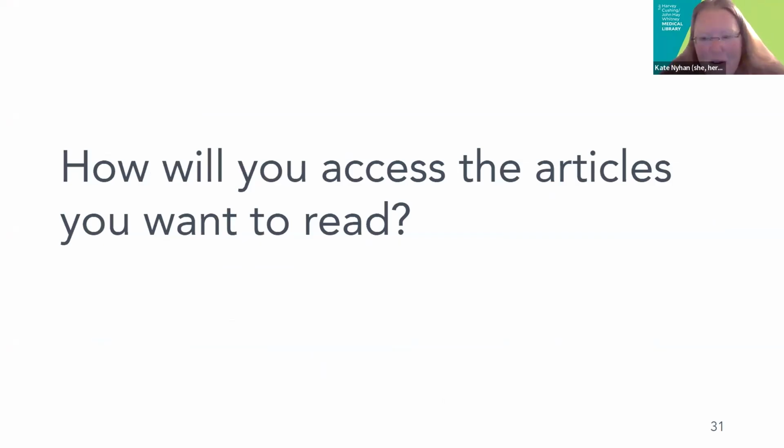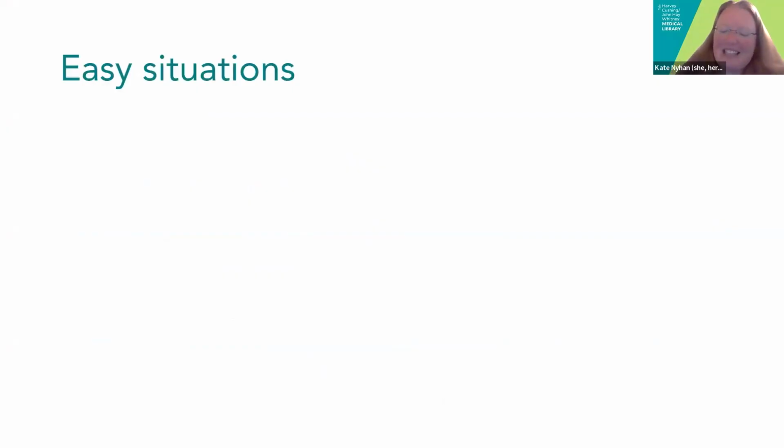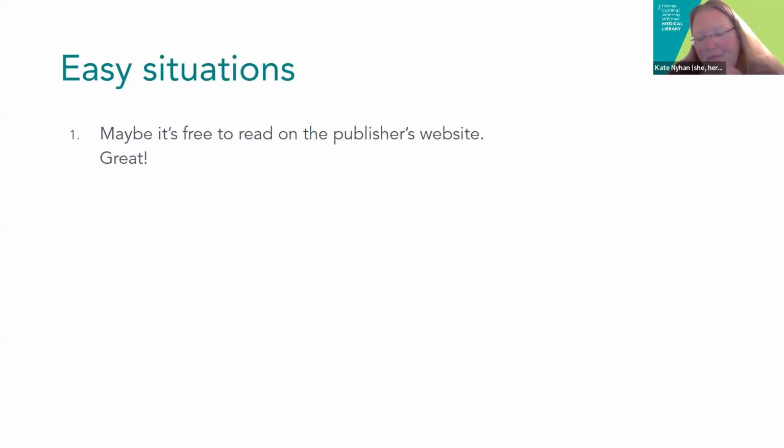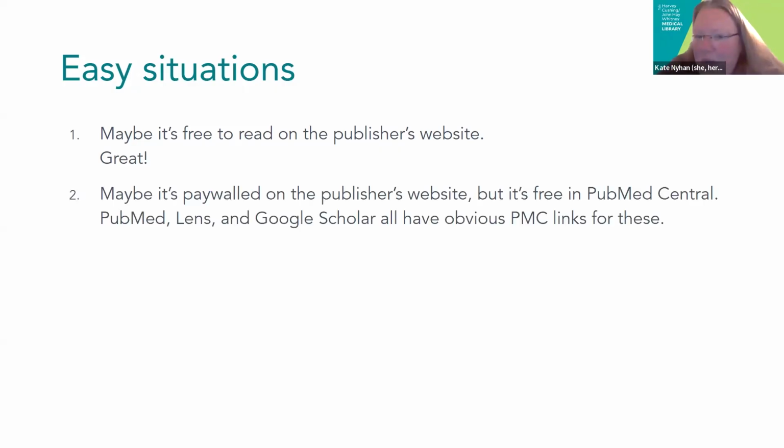Now, when you find out about a paper, sometimes you can just go ahead and read the paper. Other times there might be a paywall. Let's talk about access. So situation one, if it's free to read on the publisher website, great. Add it to your citation manager so that you have it in the future and everything is good. Just start reading. Maybe that paper is paywalled on the publisher's website, but it's free in PubMed Central. The publisher's website won't necessarily tell you that, but a lot of bibliographic databases have really obvious links to PubMed Central when a paper is there.